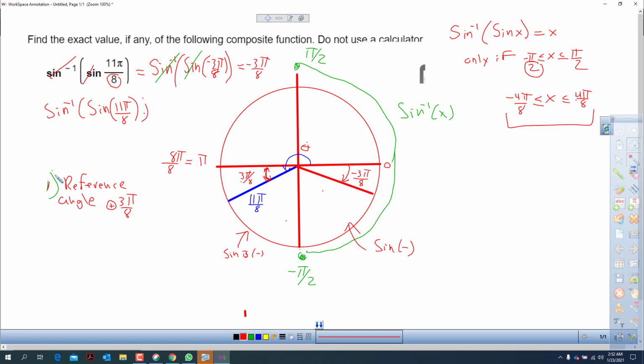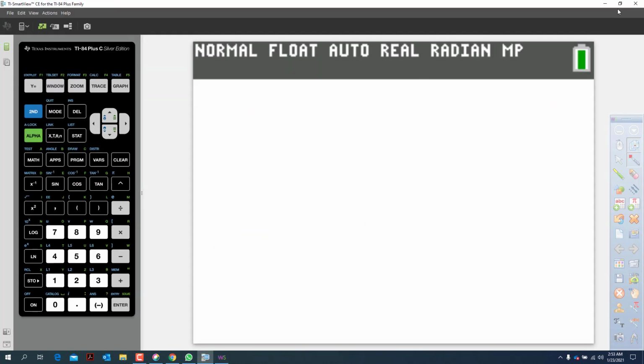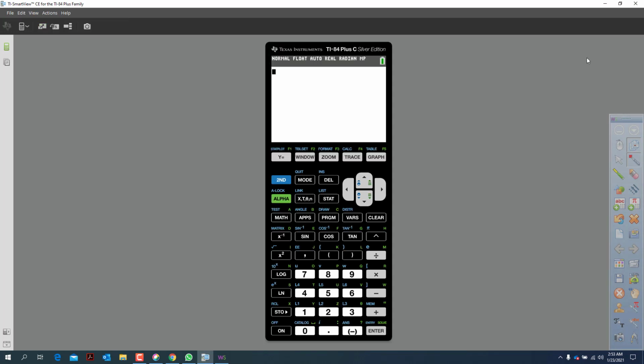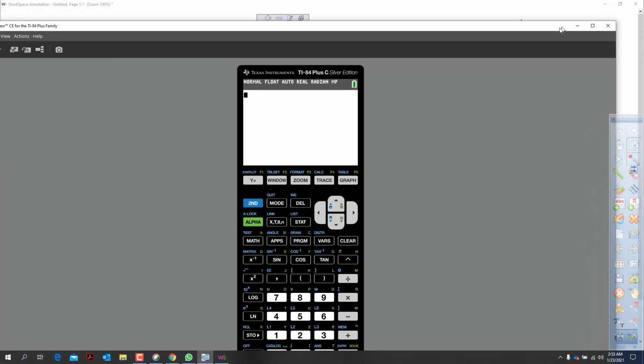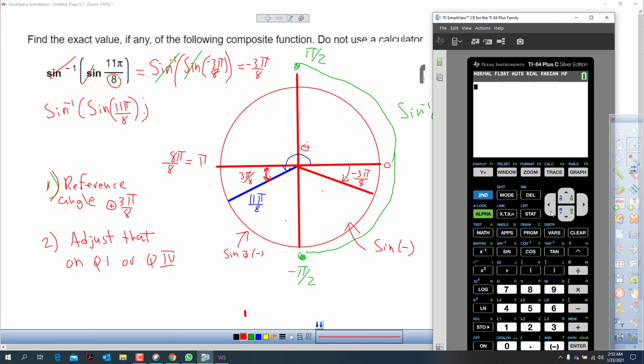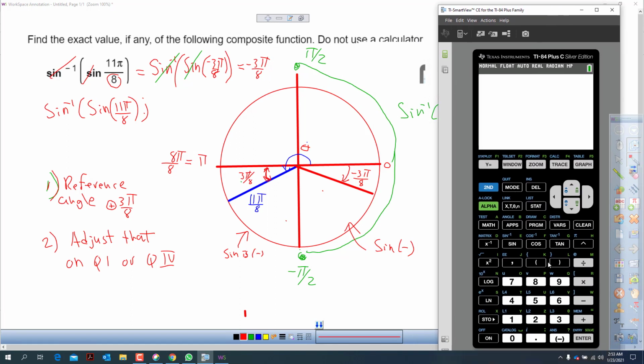So the first step again is the reference angle and then adjust that on quadrant 1 or quadrant 4. Okay. You can actually take a calculator. Let me show you this. You can actually take this calculator and verify what I'm showing you here.